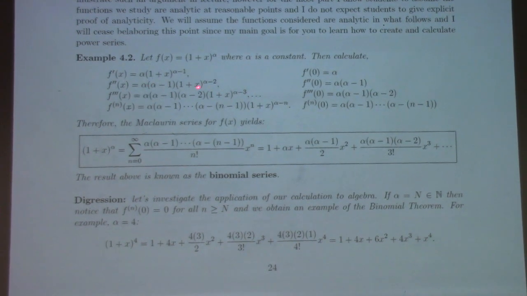Alpha times alpha minus 1, 1 plus x to the alpha minus 2, and you see the story goes on. After we differentiate n times, we get a bunch of these all the way down to alpha minus n minus 1.